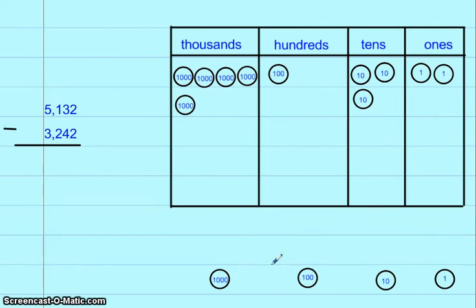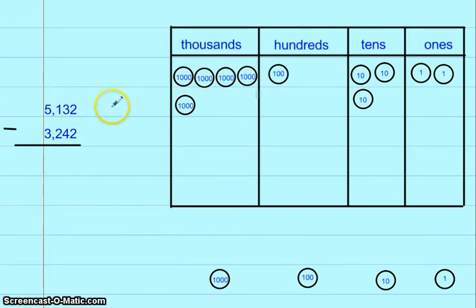This is your homework help for November the 17th, subtracting using the standard algorithm. Let's take a look at the example problem that I've put over here to the side. We have 5,132 and we are subtracting from it 3,242.